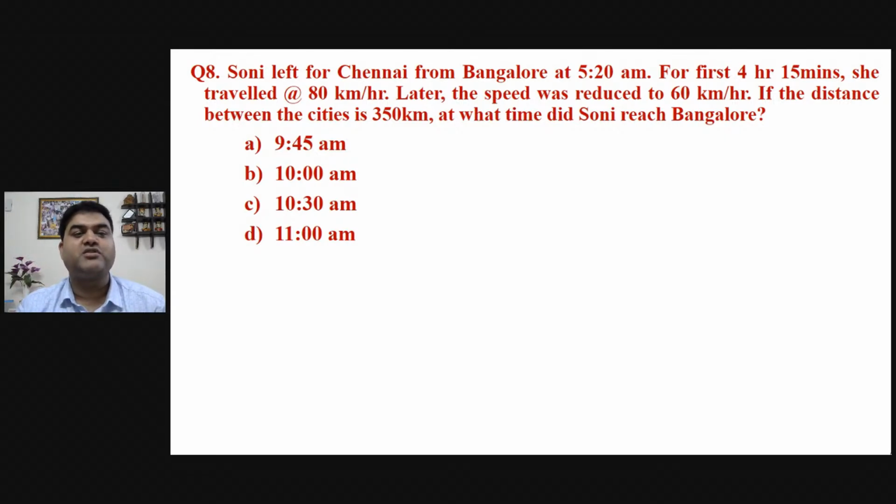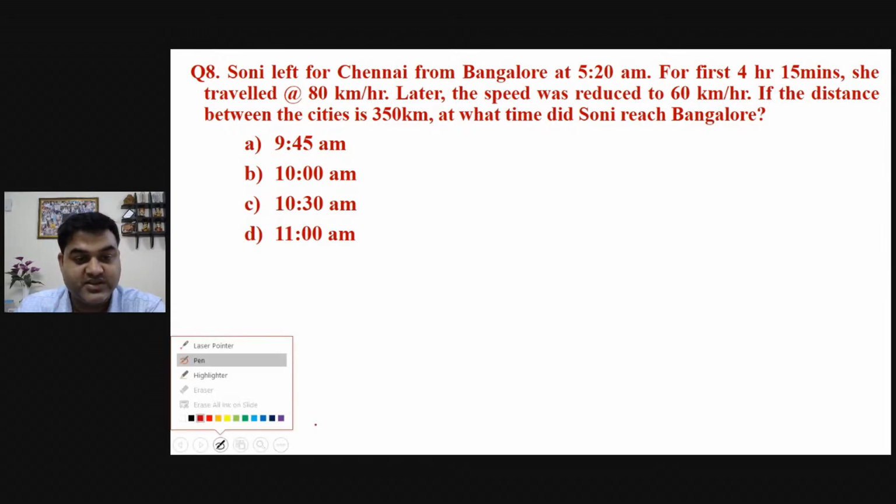Sony left for Chennai from Bangalore at 5:20 a.m. For the first 4 hours 15 minutes, she traveled at 80 kilometers per hour. Later, the speed was reduced to 60 kilometers per hour. If the distance between the cities is 350 kilometers, at what time did Sony reach Bangalore? Wonderful, very good question. Hope you understood the question.